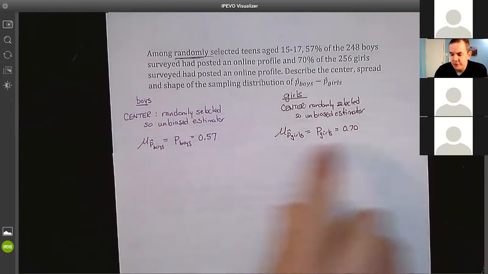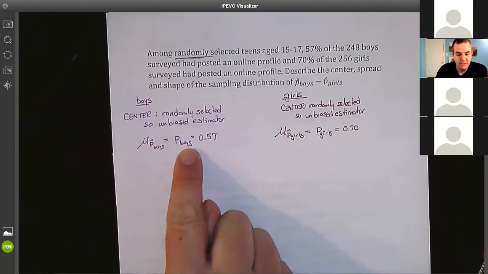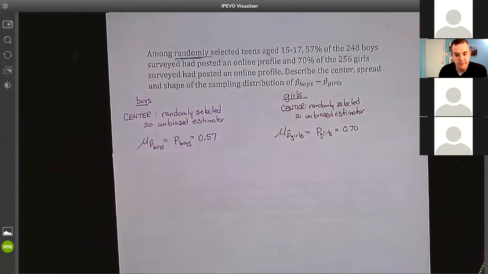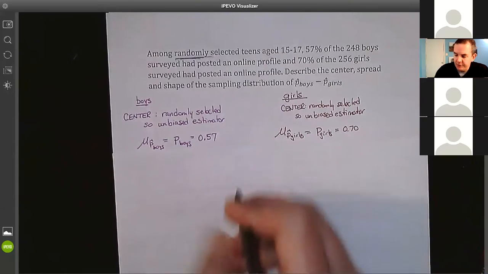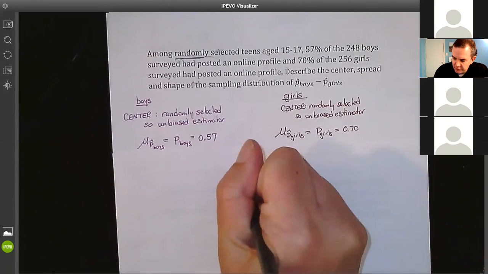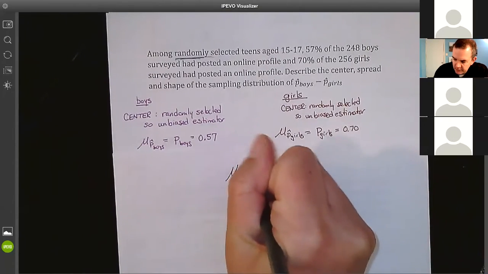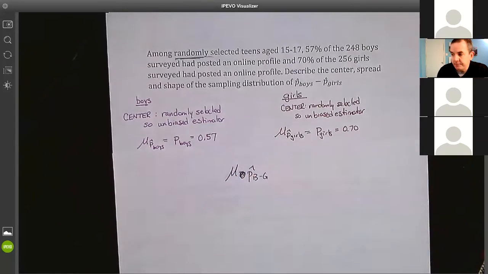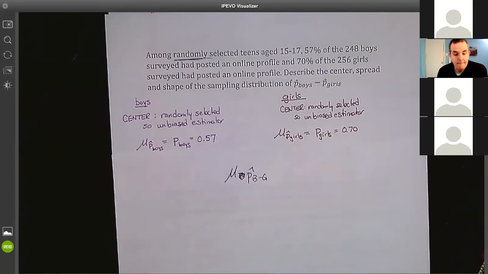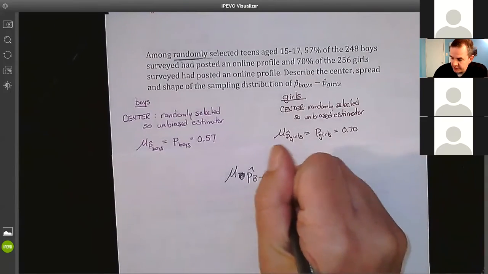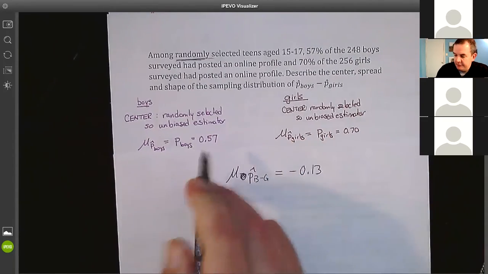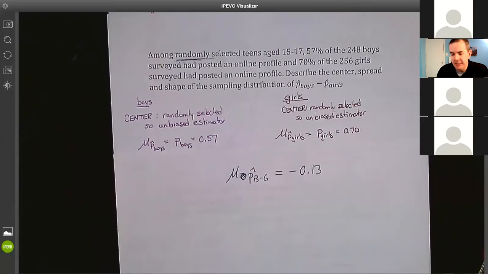So I have two centers now. The center for boys is 57%. The center for girls is 70%. So if I were to ask you, what's the difference between boys minus girls? What would be the difference between the boys and the girls? Negative 0.13, because 57% minus 70% gives me negative 13%.